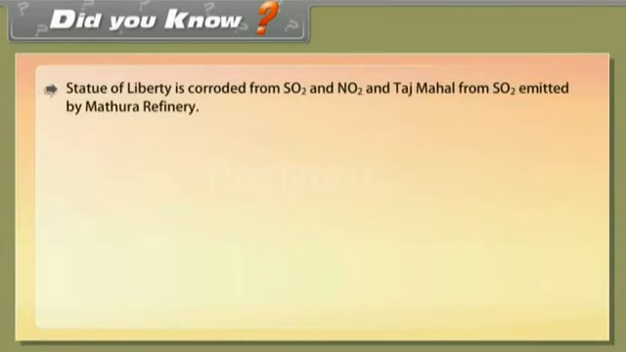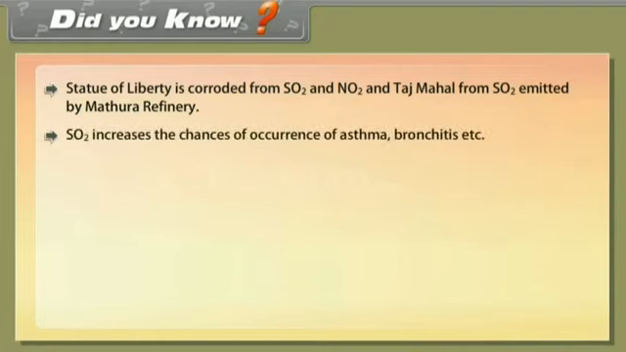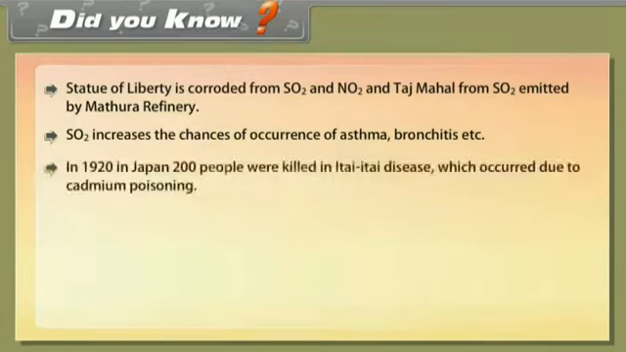Did you know? The Statue of Liberty is corroded from SO2 and NO2, and the Taj Mahal from SO2 emitted by the Mathura refinery. SO2 increases the chances of occurrence of asthma, bronchitis, etc. In 1920 in Japan, 200 people were killed in Itai-itai disease, which occurred due to cadmium poisoning.